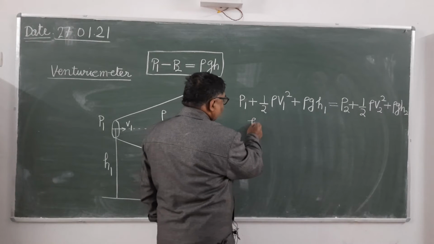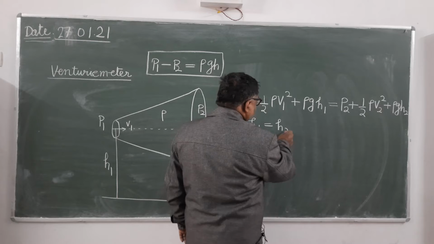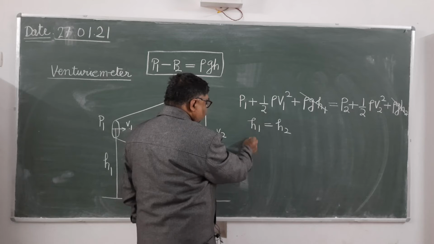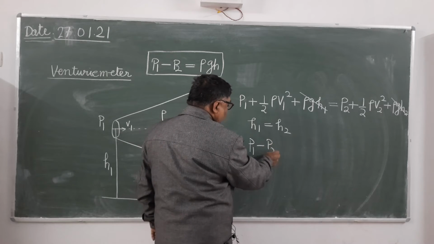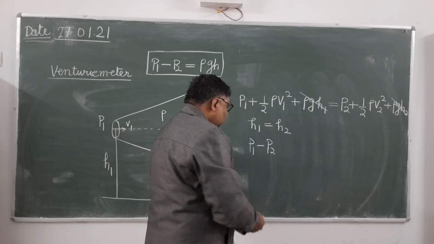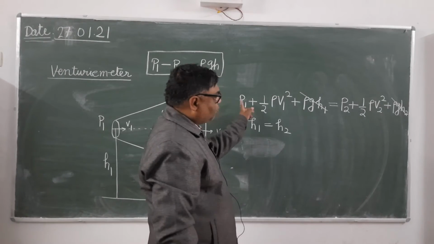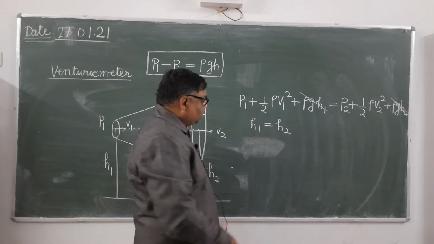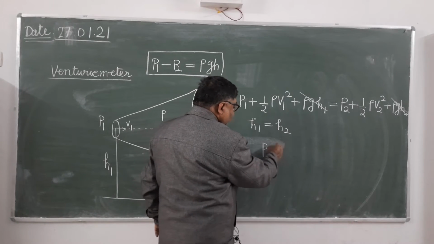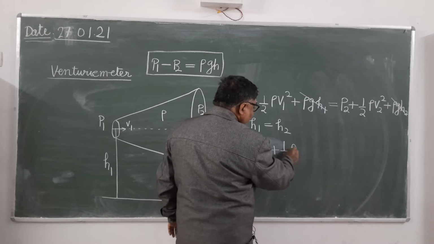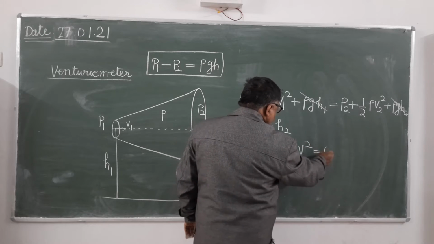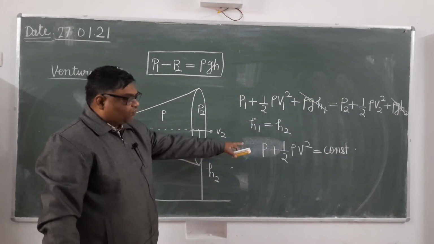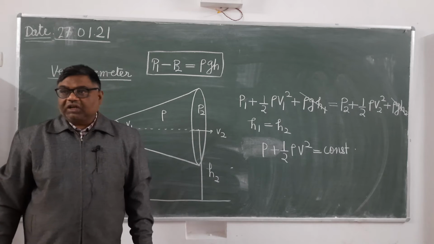Means H1 is equal to H2, and when H1 is equal to H2, this will be cancelled. It is clear. So now P1 minus P2 will be equal to what? Or first you see this. From here you will get that P1 plus half rho V1 square equals P2 plus half rho V2 square. Means we can conclude that at every cross section of the horizontal tube, this will be constant. If the tube is placed horizontally, then at every cross section P plus half rho V square is constant.